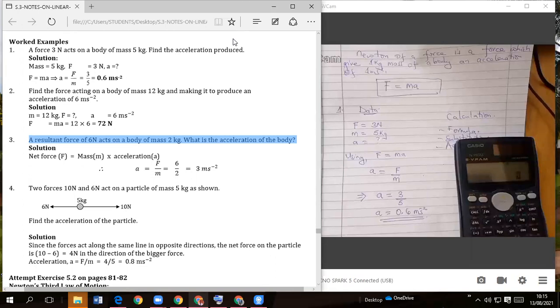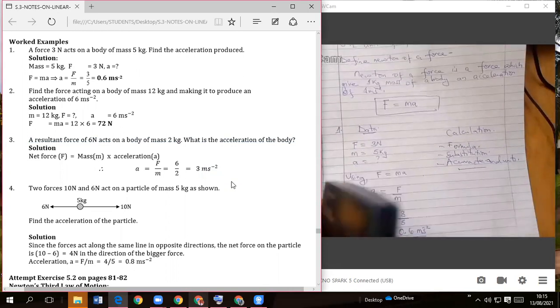Okay. Nalokenge, what do you have? Teacher, first give me a minute. The answer is 3, right? Okay. Now let's go to number 4.